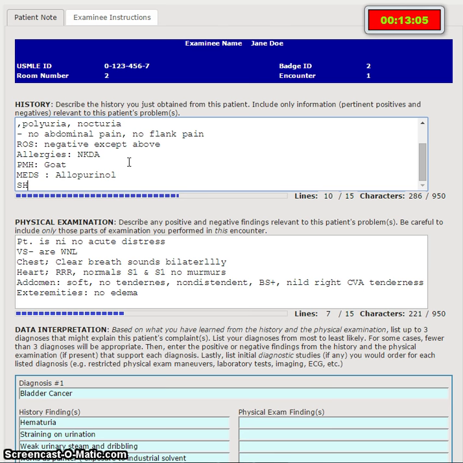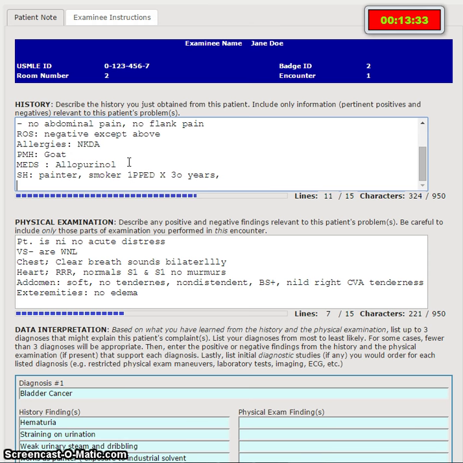Social history, very important to say he's a painter because there's a possibility to be exposed to industrial solvents, which can cause the bladder cancer. He is a smoker. It's very important to say he is a smoker. One pack per day. How long? 30 years. And what's the family history?